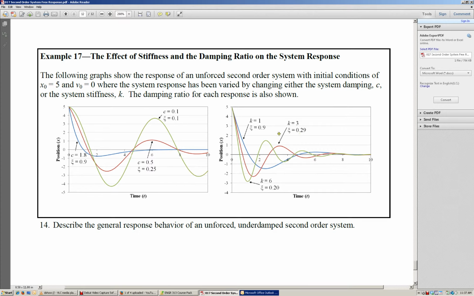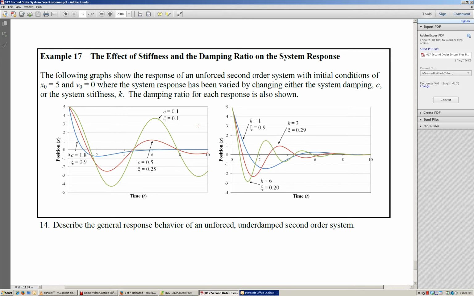Okay, so we can see that we can change a lot of parameters here, and they're all going to have related effects to each other. But the primary one that determines the frequency is going to be related to the stiffness or the spring constant of the system, whereas how quickly the oscillations decay is going to be related to the damping of the system, or the c value.